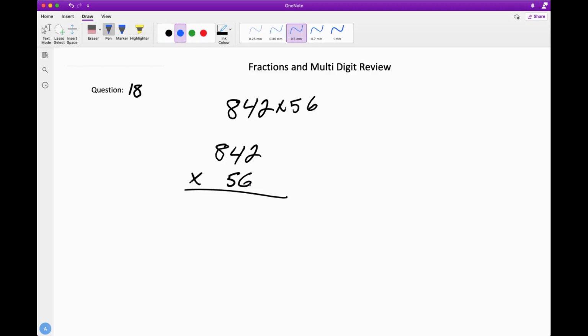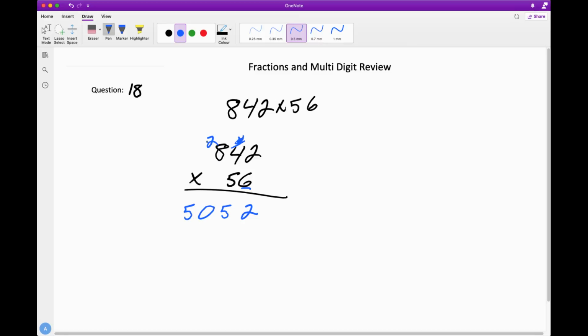We start with our first digit, our 1. So 6 times 2 is 12. We carry the 1 because it's the 10, so it's going to the tens. 6 times 4 is 24, plus 1 is 25. So then our hundreds, we will then carry the 2. 6 times 8 is 48, plus 2 is 50.